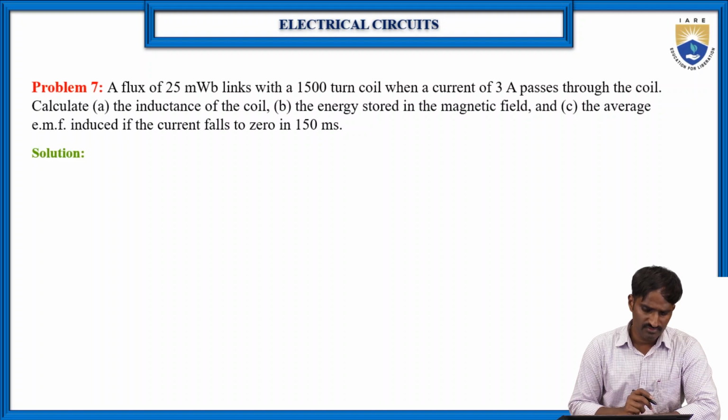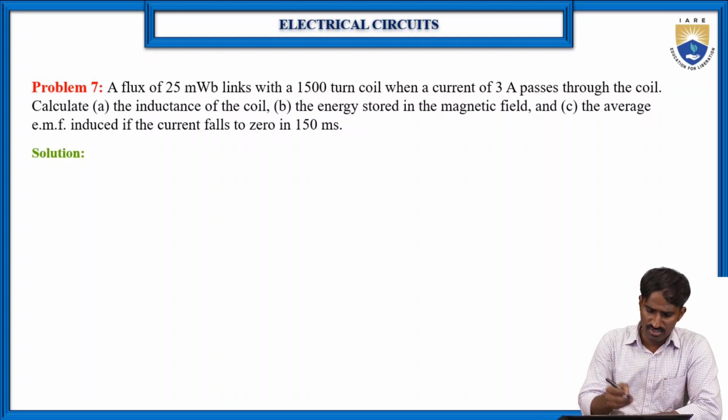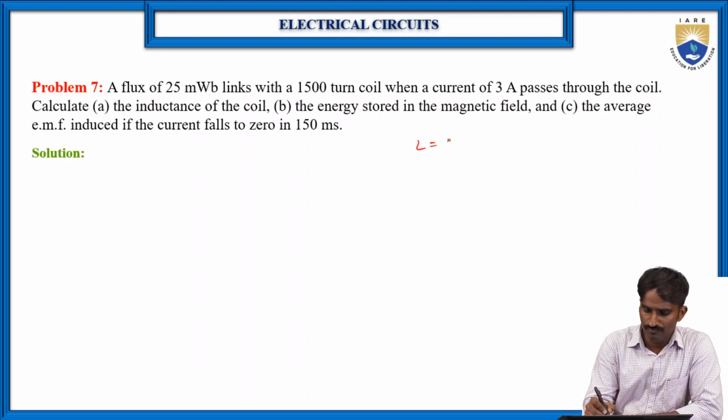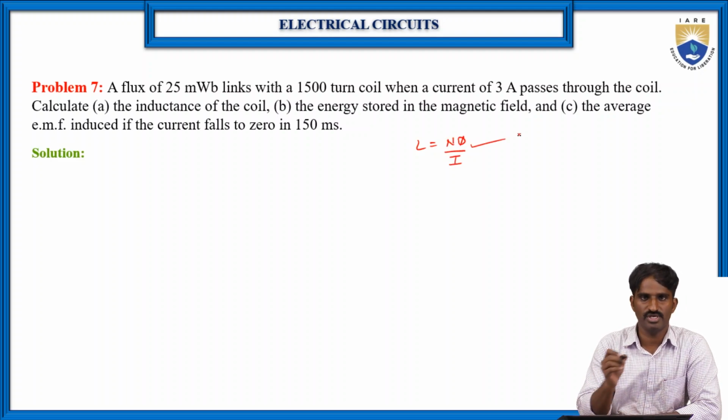Then the 7th problem: a flux of 25 milliwebers links with a 1500 turns coil when a current of 3 amperes passes through the coil. Calculate the inductance of the coil. Of course, inductance L is equal to N into phi by I. So with all the parameters that they have given, we can find the L value by using this particular equation.